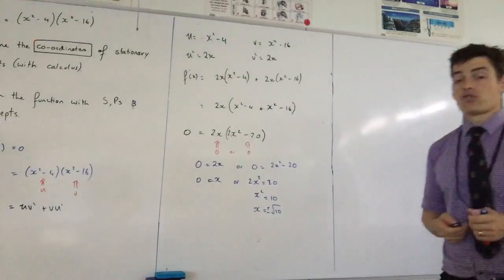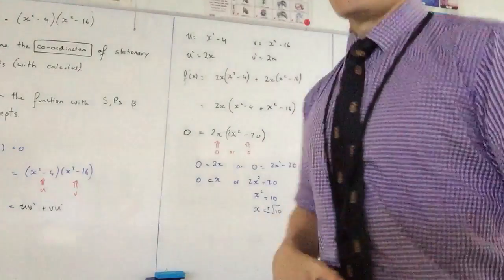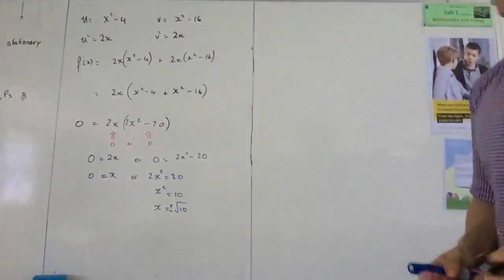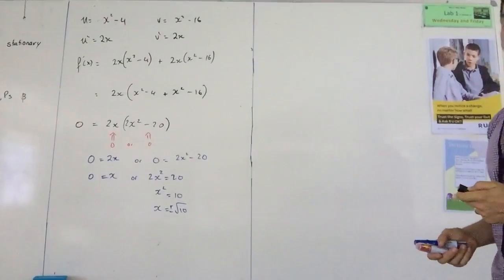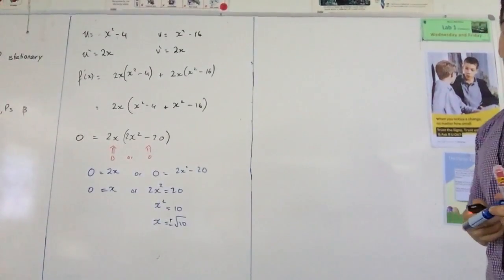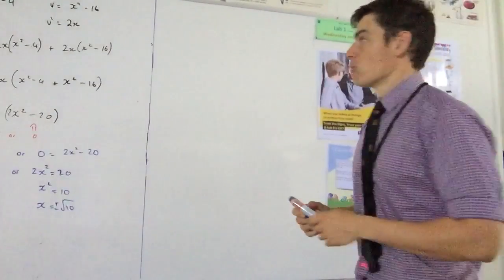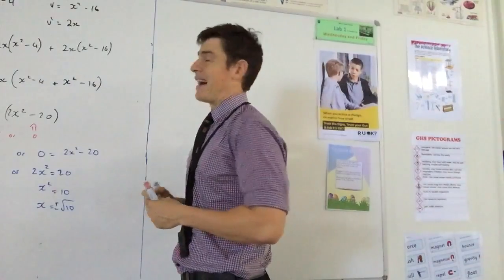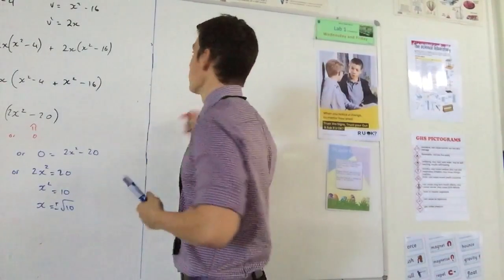So I've got 3 stationary points, and they occur at x equals 0, x equals positive square root of 10, and x equals negative square root of 10. So now, obviously, I've found the x value, but that's not my coordinate. I need to find my coordinate, so I need my y value. My y value is found quite simply by subbing these values back into my original function.